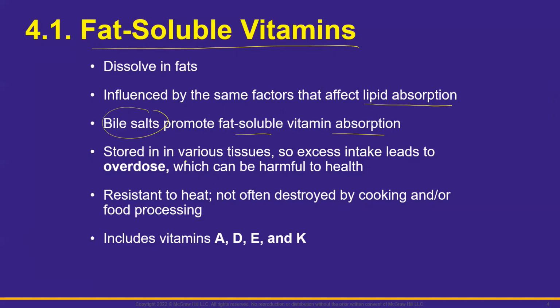These fat-soluble vitamins are stored in various tissues, so excess intake leads to overdose, which can be harmful to our health. They are resistant to heat, not often destroyed by cooking or food processing. They include vitamins A, D, E, and K. So there are 4 types of fat-soluble vitamins: A, D, E, and K.